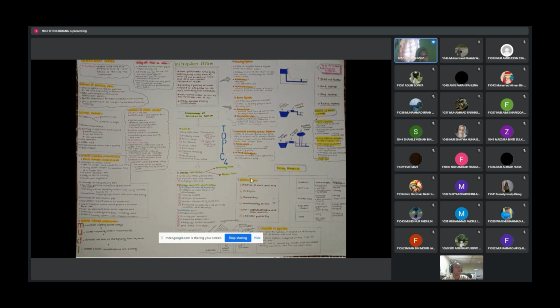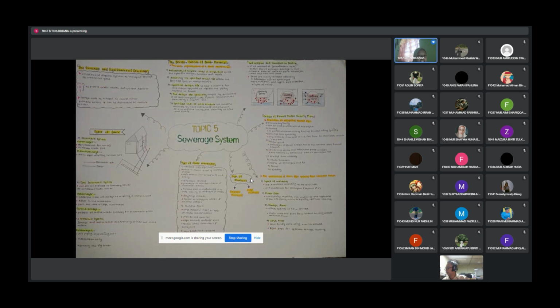And then we move to topic 5, which is the sewerage system. There is the function and significance of sewerage, which is a collection and disposal system to transport the sewage to the treatment plant. This is to protect public health and prevent diseases. And there are 3 types of sewer, which are separate system, semi-separate system, and combined system.